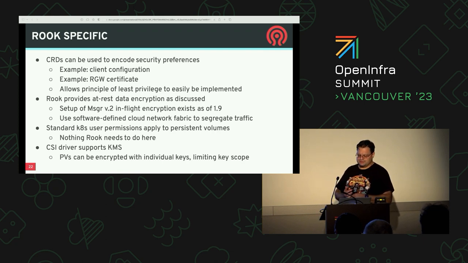Rook also supports key management systems and the CSI interface, allowing individual volumes to be encrypted with their own key. This helps a little bit with managing key rotation, revocation, and limiting the scope of each key.